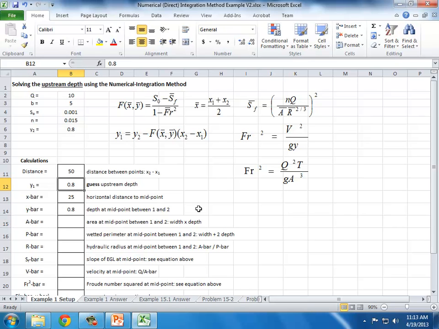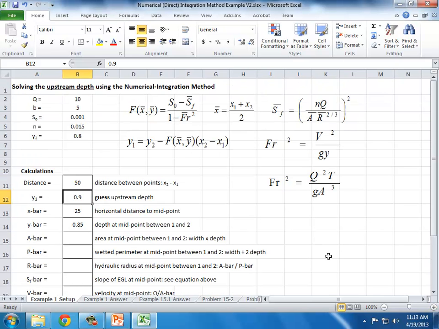If I had guessed that my upstream depth was 0.9, then it should say the depth at the midpoint is 0.85. And that's what it does. So everything's fine so far. Any questions up till now?